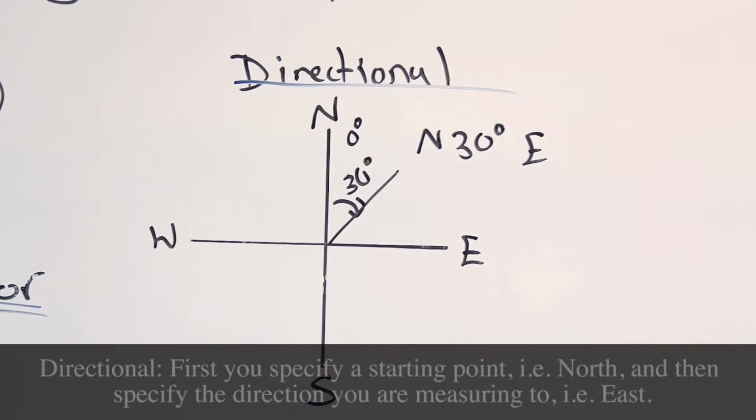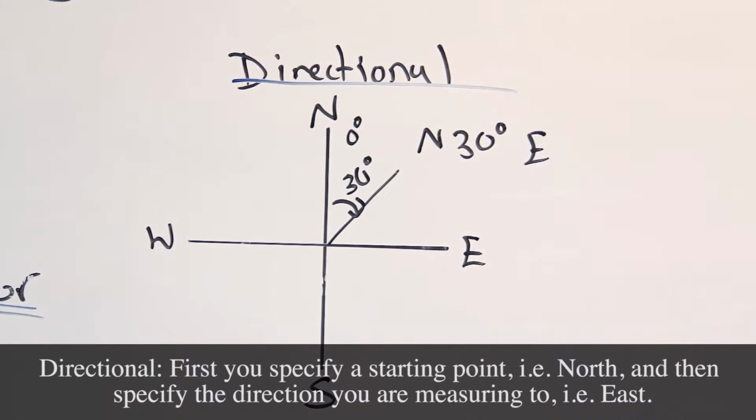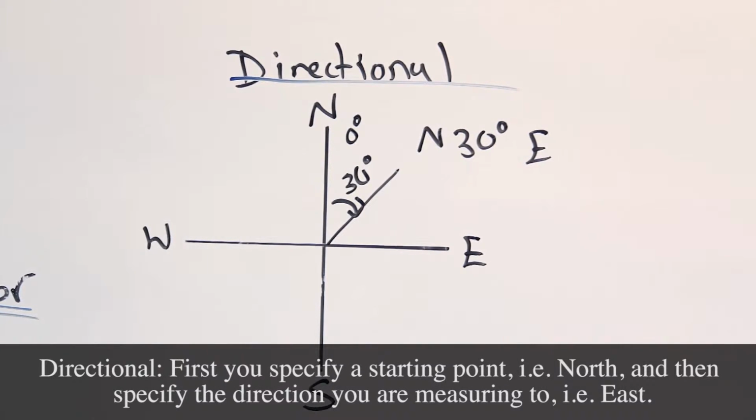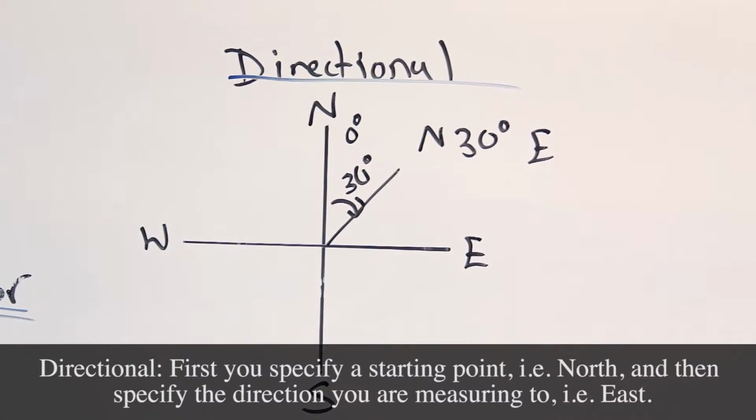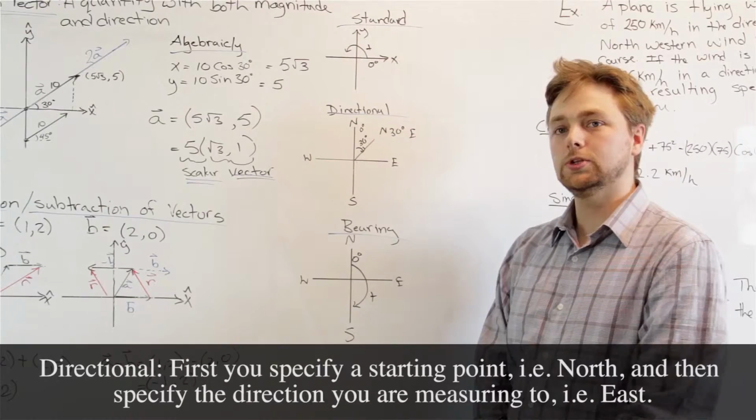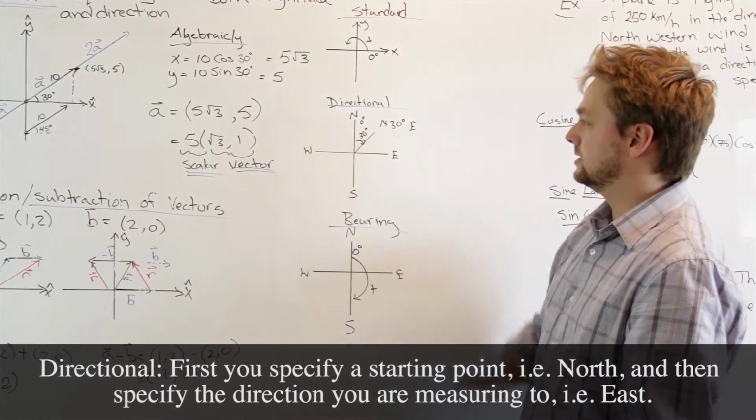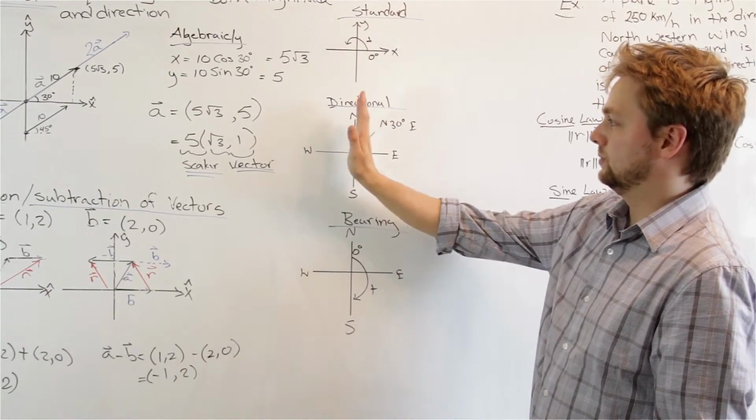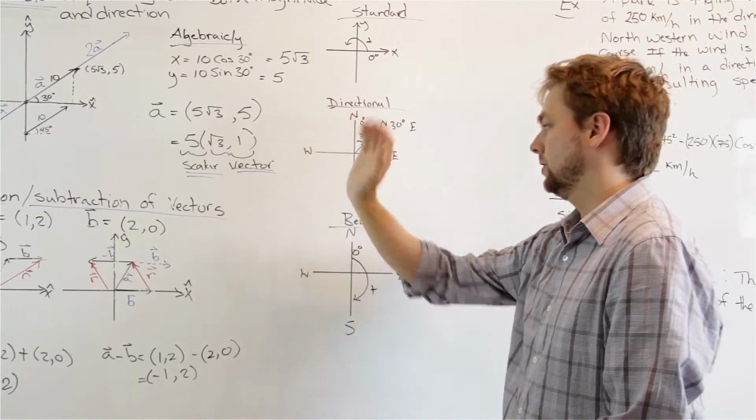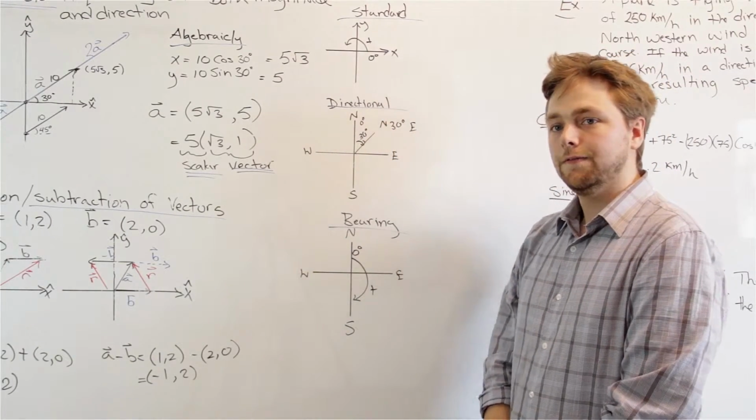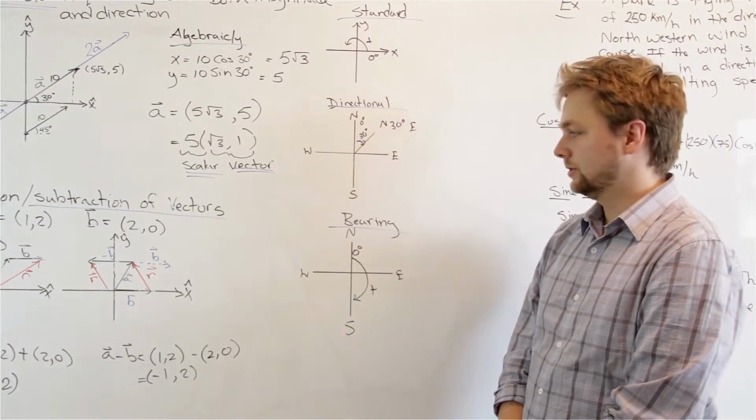A directional representation we will use will be, first you will specify a starting point, so in this case north, and you'll specify towards which direction you're measuring. So in this example, north 30 degrees east, we would see that as we start at north and we move 30 degrees towards east.